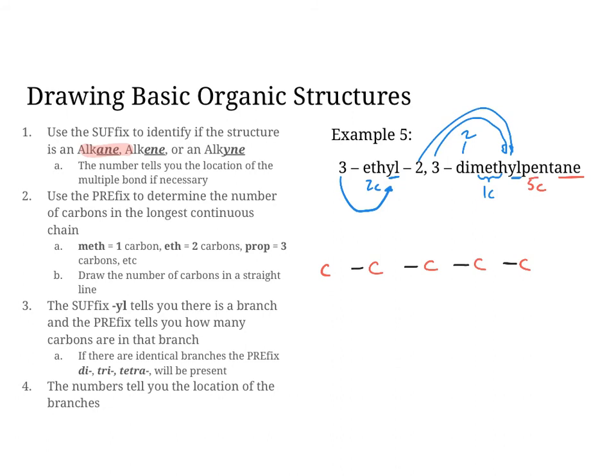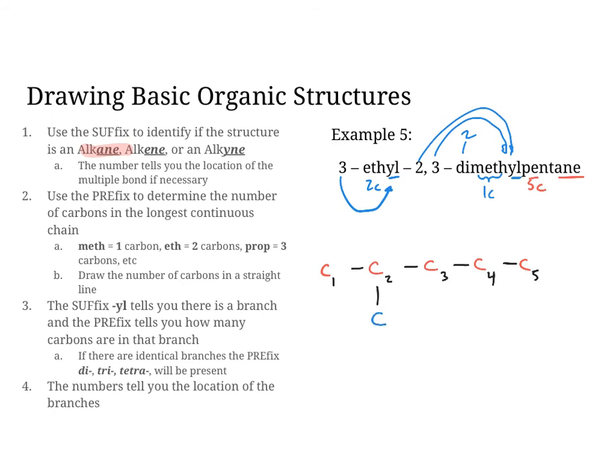I'm then going to number my chain. And because I'm numbering my chain, I can number from left to right if I want to, and I do. 1, 2, 3, 4, 5. Now, I don't have to add any multiple bonds, so I'm going to start adding branches where necessary. So on the 2nd carbon, I'm going to add a singular carbon branch. And make that a single carbon.